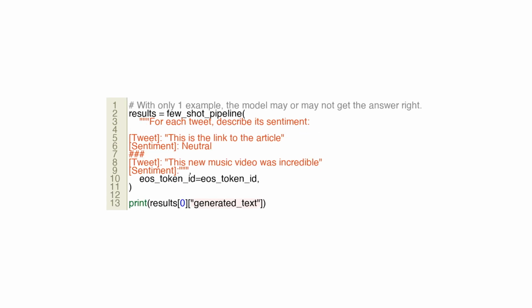This code snippet is part of a language model using Hugging Face, which provides a few-shot learning pipeline. This pipeline utilizes only a few examples to fine-tune the model for a specific task. The few-shot pipeline function takes in the input text, in this case, 2 tweets, and descriptions of their respective sentiments. The code snippet then uses the model to generate a new text based on the input and the trained model. In this example, the code will generate a text description for the sentiment of the second tweet. The generated text is then printed and can be used for further analysis or evaluation of the model's performance. This process can be repeated for multiple examples to improve the model's accuracy.